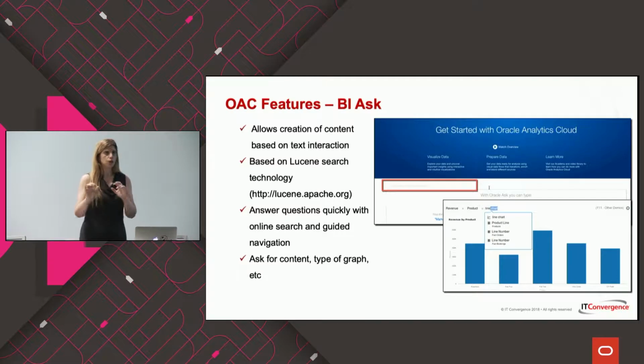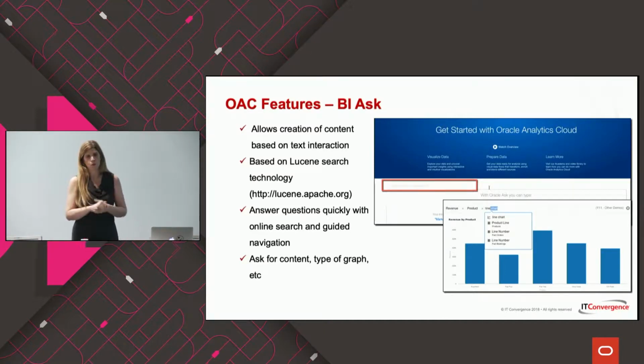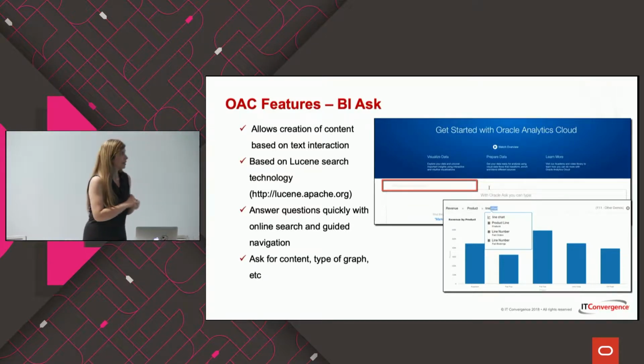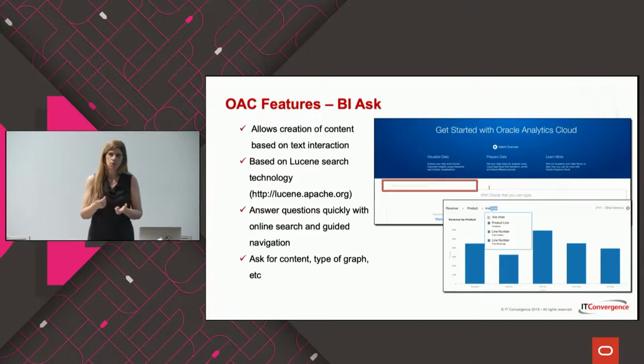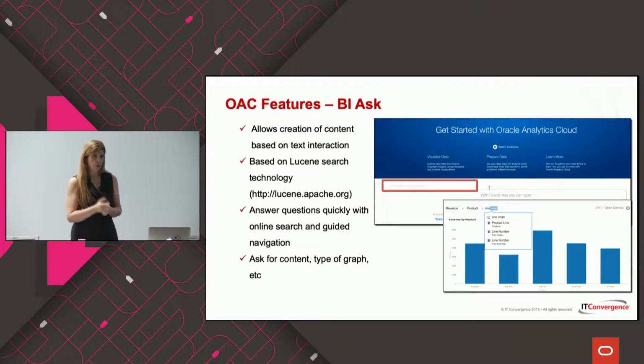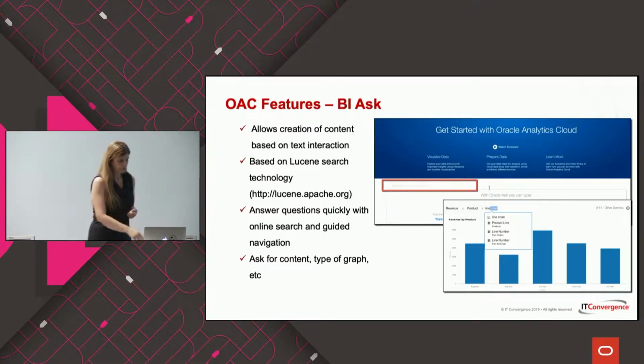One thing that you also have is BI Ask. With BI Ask you can just write a question, okay? So for example, what is the revenue by region, by product category? And you will see it, okay? It has indexes. It's based on Lucene search technology. And if you have, for example, the application Day by Day, which is a mobile application, you have voice recognition, and you can do exactly the same with your voice, okay?